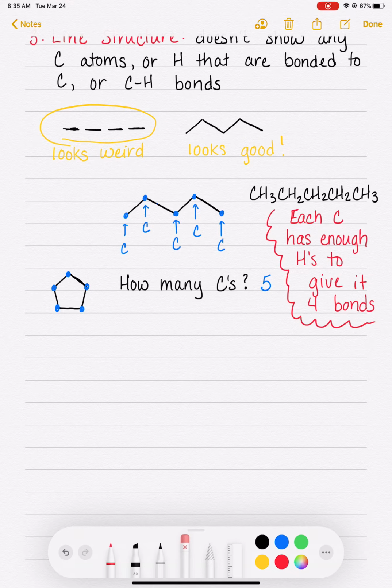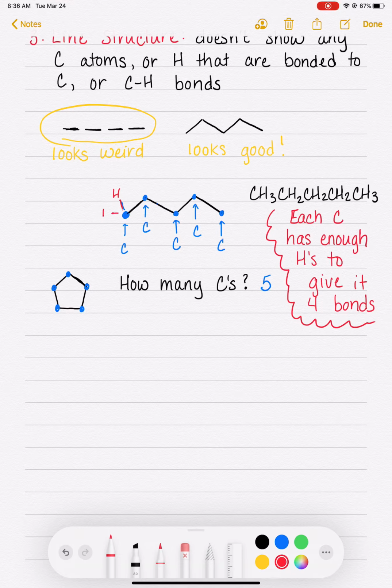So when we're looking at a line structure and we're trying to figure out how many hydrogens there are, we're going to look at each carbon one at a time. Like we're going to start with this carbon right here. And we're going to ask ourselves, how many bonds can we see around this particular carbon? We can see one of the bonds, the carbon-carbon bond. Since we can only see one, that means that there are 3 bonds that we can't see.